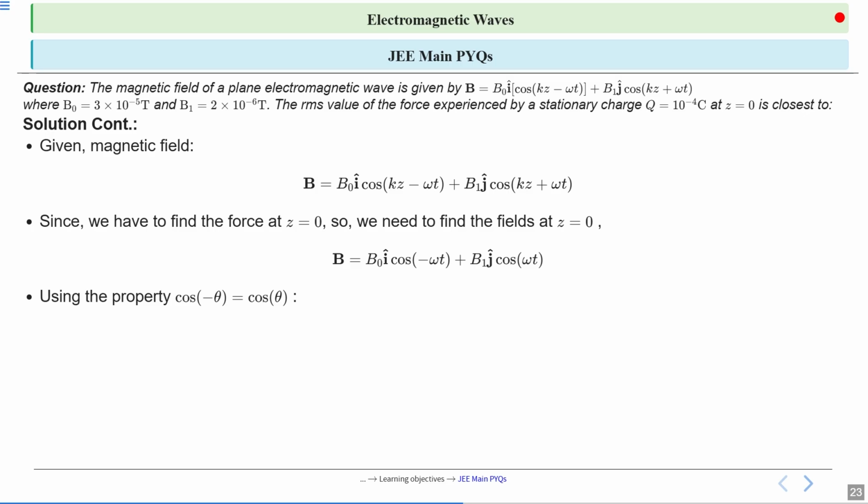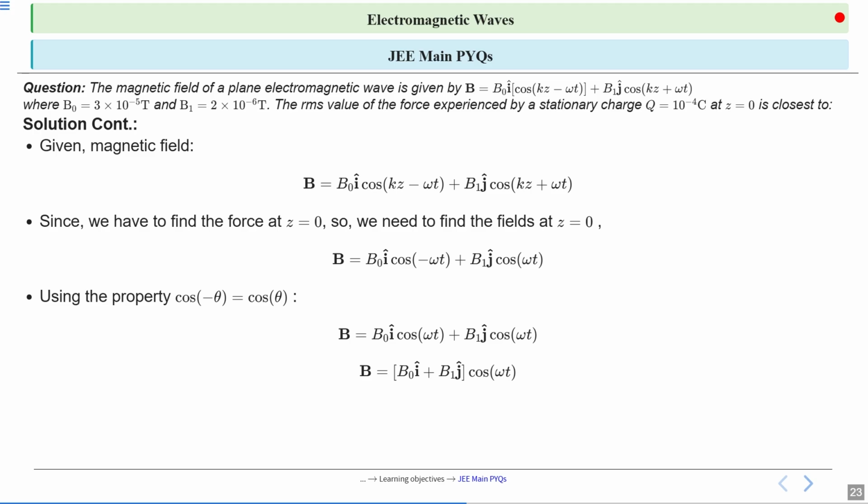Got it? We know that cos(minus theta) is equal to cos theta. Cos will swallow the negative sign which is associated with the angle. So cos(minus theta) will be equal to cos theta, so cos(minus omega t) will also be equal to cos omega t. So B is equal to B naught i cap cos omega t plus B1 j cap cos omega t. Take the common term, which is cos omega t, from the expression. So B will be equal to (B naught i cap plus B1 j cap) cos omega t. This cos omega t is the alternating function, due to which the magnetic field is changing with respect to time.